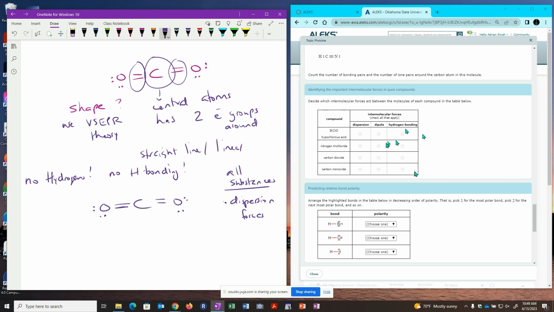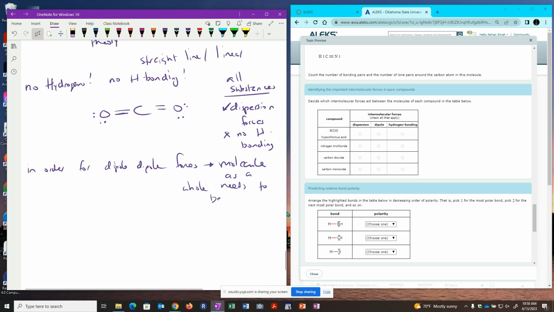So far we've decided dispersion forces because everything has dispersion forces. No hydrogen bonding. So we need to decide now whether they're going to be dipole-dipole forces. Okay, and in order for dipole-dipole forces, the molecule needs to be polar. So the molecule as a whole needs to be polar. Okay, so in order to decide that, I need to look up my electronegativity values for the elements involved in this.